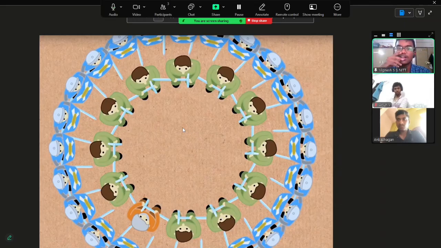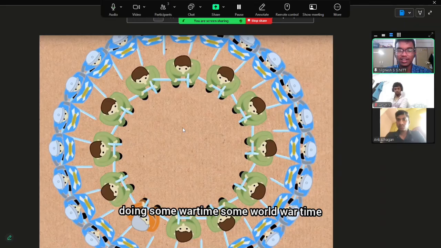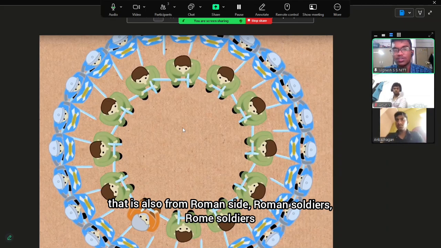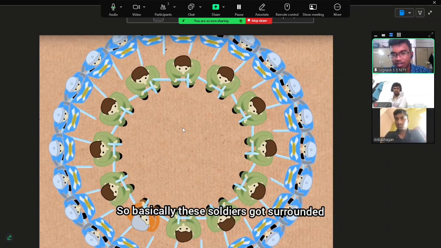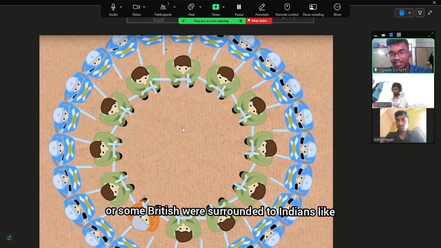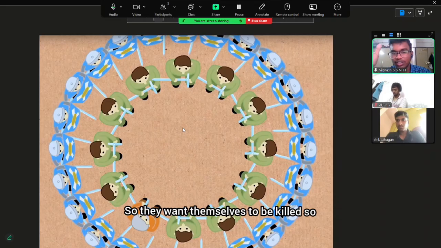The problem is set during some World War time or some previous time, you can assume. These yellow color people are Jewish soldiers, and the others are Roman soldiers. These soldiers got surrounded by the Roman soldiers. You can think of it like some Indian soldiers being surrounded by British, let's assume like that. They don't want to be killed by the enemy, so they want themselves to be killed so that they will not be killed by the enemies.